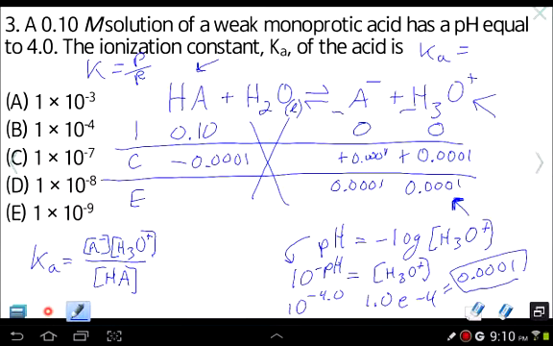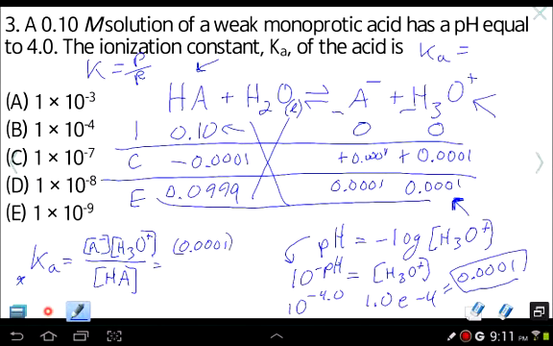And you can do this calculation, and we should end up with 0.999, which will round essentially to the same as HA, this guy here. And now we can plug this into our K, and remember we want to plug in the equilibrium concentrations because K is the equilibrium constant. So we have 0.0001 squared over, essentially you can say 0.10.